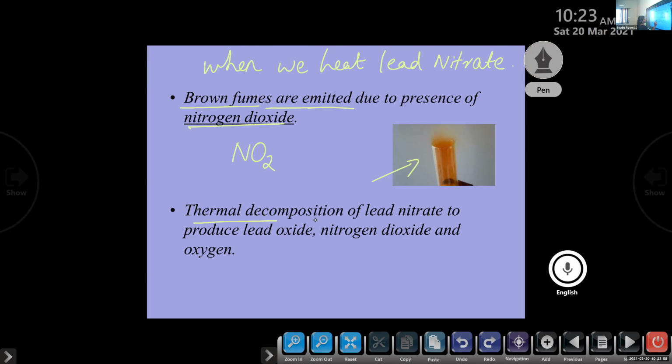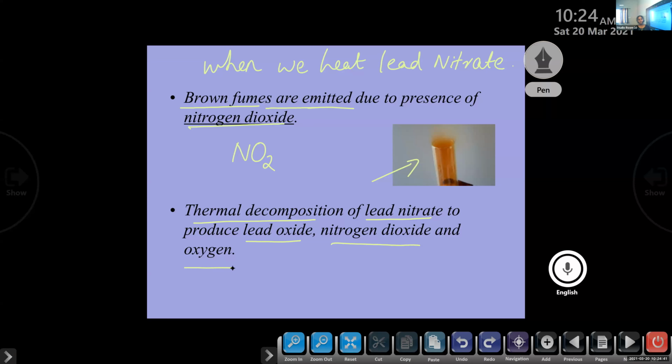And the thermal decomposition of lead nitrate. Why is it called thermal decomposition? Because here also a heating process takes place. Due to heating, this decomposition reaction is carried out. So the thermal decomposition of lead nitrate produces lead oxide, nitrogen dioxide, and oxygen. Due to the presence of nitrogen dioxide, these brown fumes are emitted. So these are the products in the decomposition of lead nitrate. Clear?